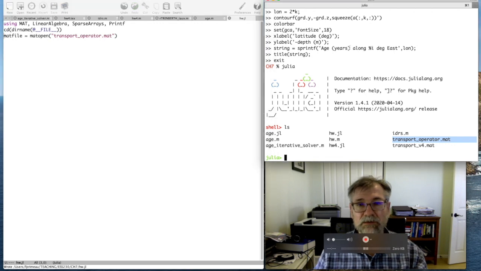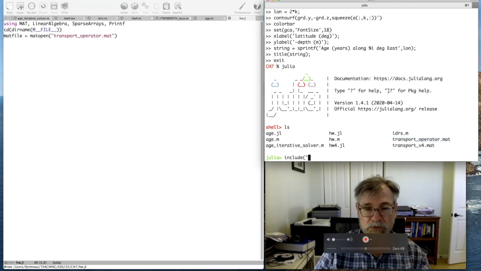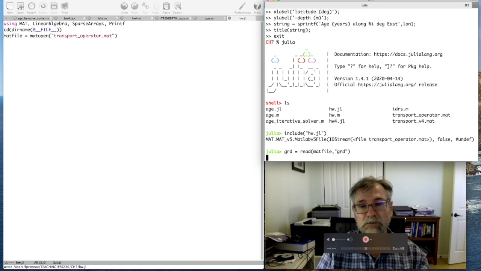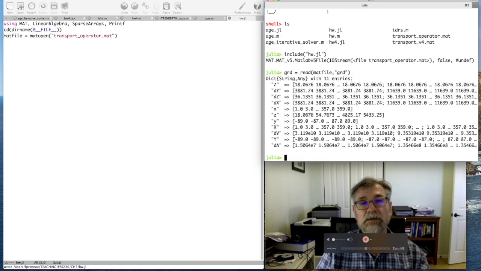All right, so let's try it to make sure this works. Include homework.jl. See if it works. Undefined IO stream. Let's see if I can read, or x grid is equal to read map file grd. Yeah, okay. So I can read in.